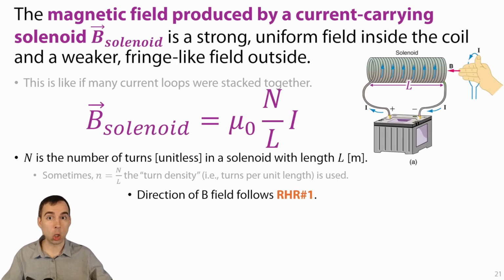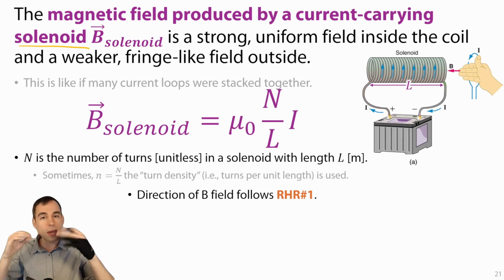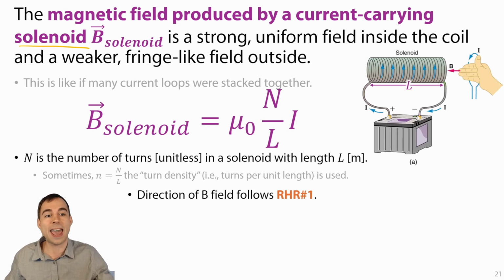So if a single current carrying loop will generate its own magnetic field, then what happens if we stack many current carrying loops on top of one another? Their magnetic fields will add together. And we call this type of device a solenoid, which creates its own magnetic field that's very consistent within the coil itself. Many current loops end up looking basically like a coil with current loops stacked on top of one another.